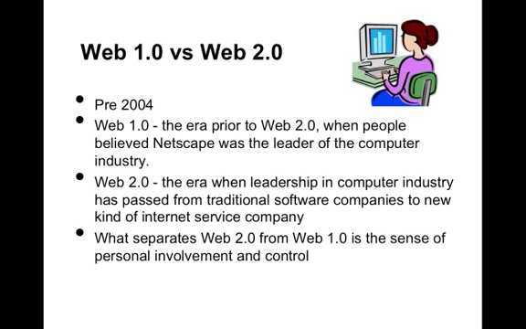The era prior to Web 2.0 has since been labeled Web 1.0, when people believed that software company Netscape was the leader of the computer industry. Comparatively, Web 2.0 can be said to be the era where leadership in the computer industry has passed from traditional software companies to a new kind of internet service company. Personal computers were replaced by the web as a platform that mattered, just as the personal computer replaced the mainframe and the mini-computer before it. What distinguishes Web 2.0 from Web 1.0 is the sense of personal involvement and control.